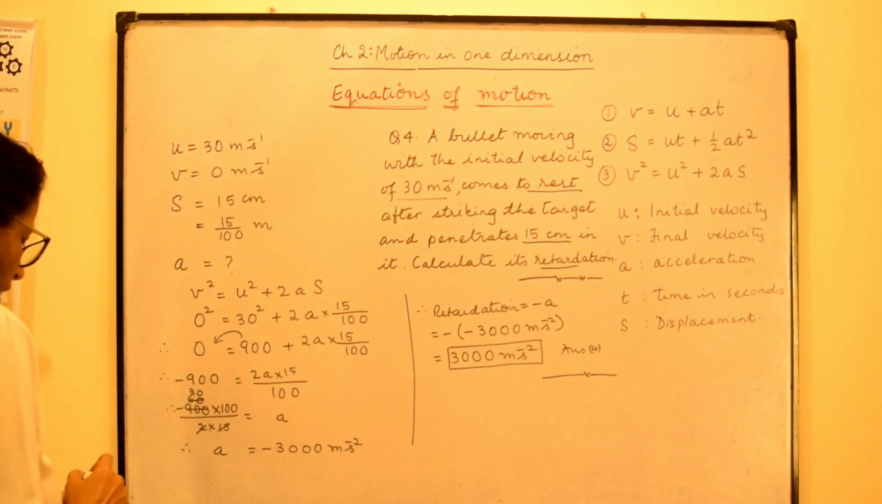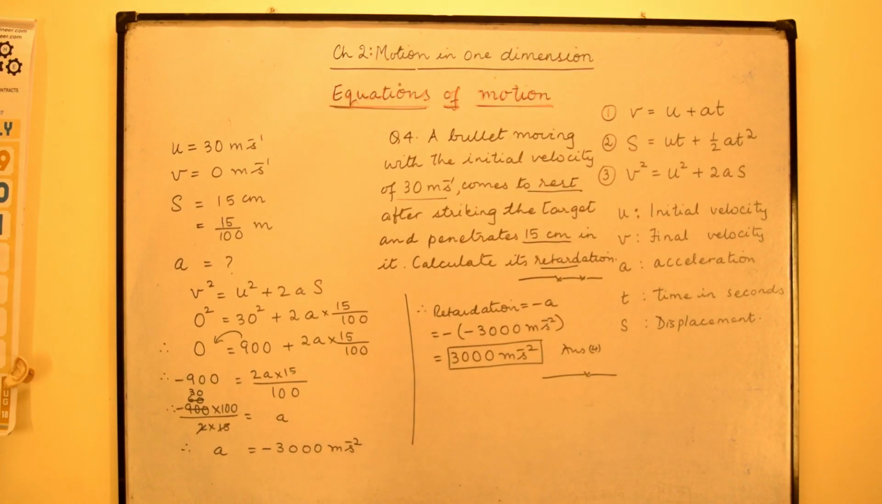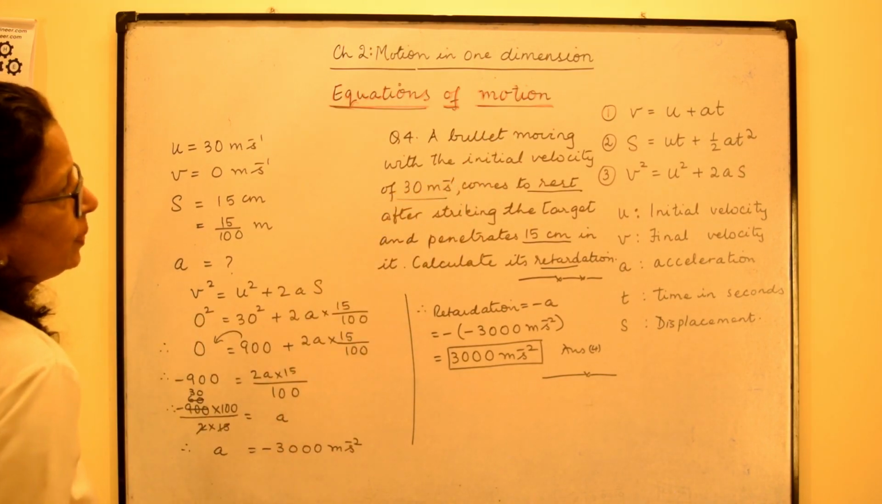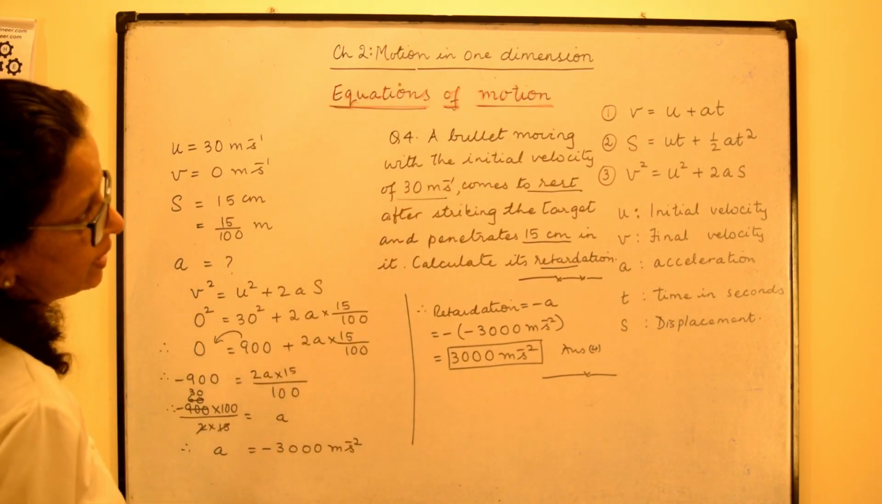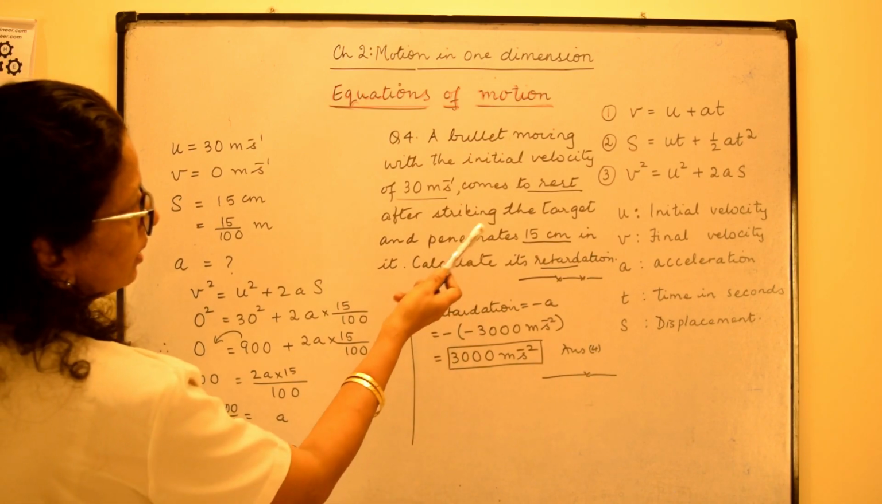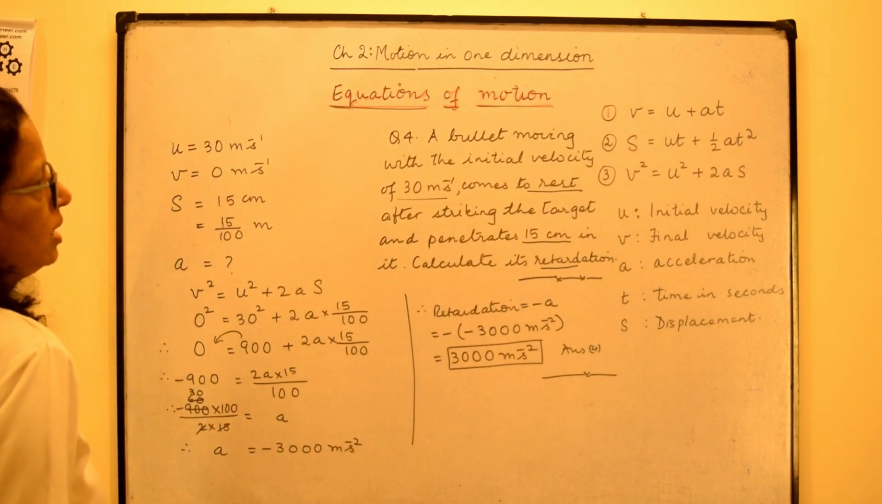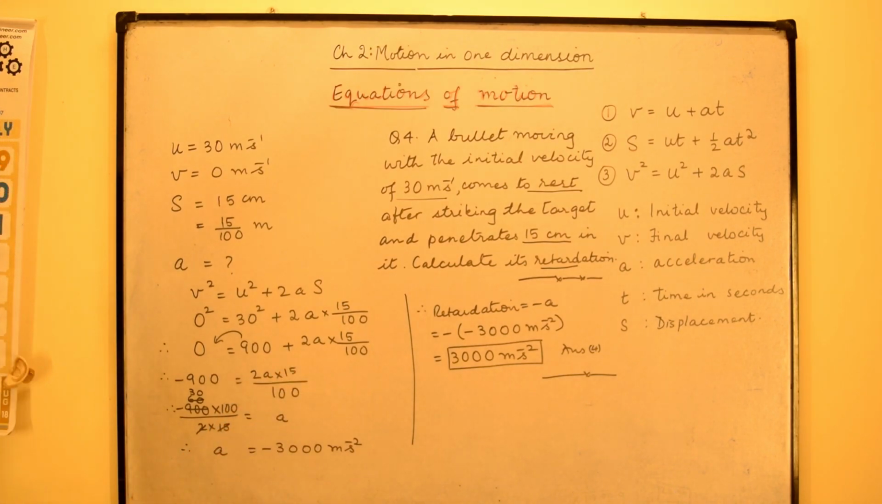So you see, we have used different numericals to understand the use of the formulas. V is equal to U plus AT, S is equal to UT plus half AT square, and the third one, V square is equal to U square plus 2AS. So this, I hope, gives you confidence to use these formulas and follow the further numericals and to solve them.